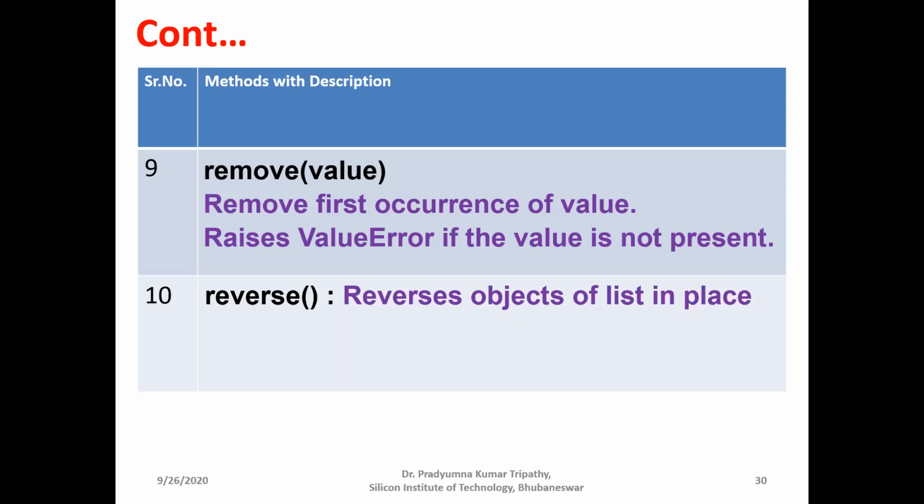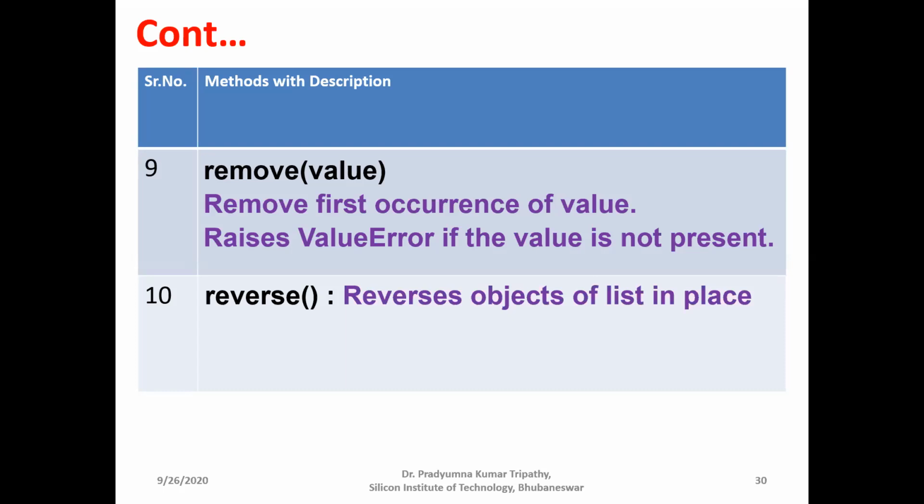That is the reverse function. It reverses the objects of a list in place. So if I give L1.reverse, that means it will reverse the list, and you can store it in some other list, or we can reverse it itself. Is it understood?